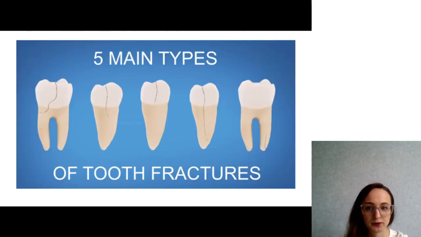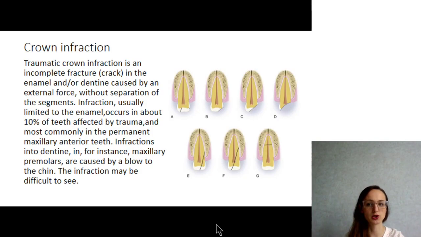Then, 5 main types of tooth fractures. Look, please. In this case and in this case, you need to extract the tooth. Crown infraction. Traumatic crown infraction is an incomplete fracture in the enamel and or dentin caused by external force without separation of the segments.